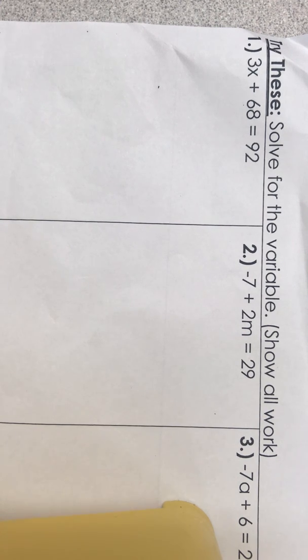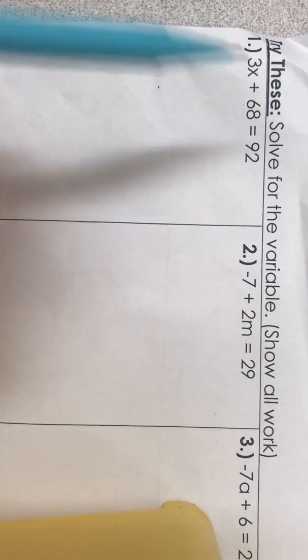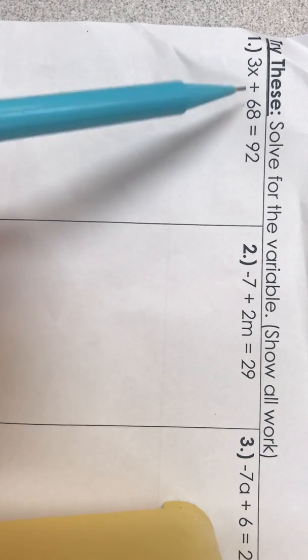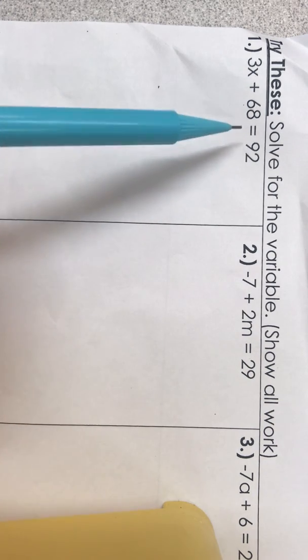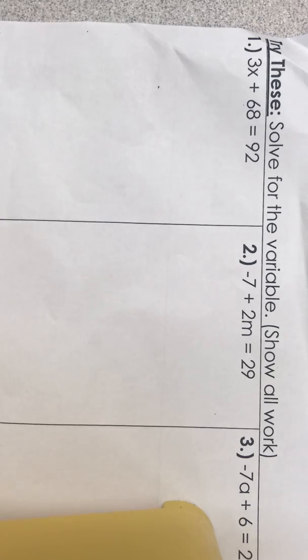Okay, I'm going to go over last night's homework 1 through 5. So I want you to make sure that you have the correct answers. First problem, I have 3x plus 68 equals 92.